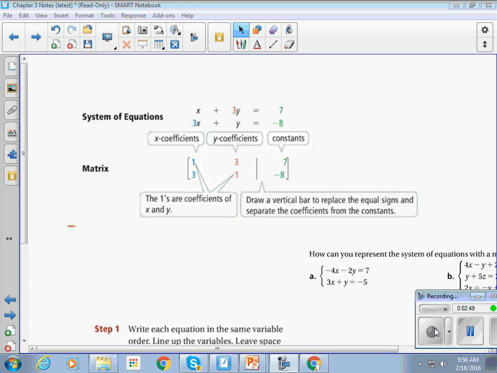So if I have a system of equations, so I have x plus 3y equals 7, and I have 3x plus y equals -8. I am going to write my x coefficients in column 1. I'm going to write my y coefficients in column 2. I'm going to draw a vertical line to represent my equal sign, and then I'm going to write my constants. If you have just the letter, then your coefficient is 1. If your letter is missing altogether, then you put a 0 there.